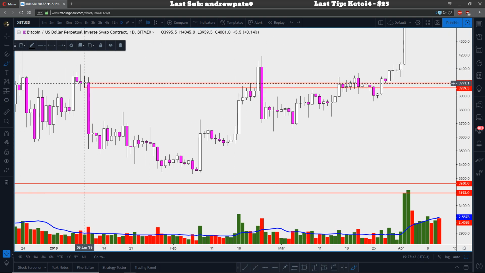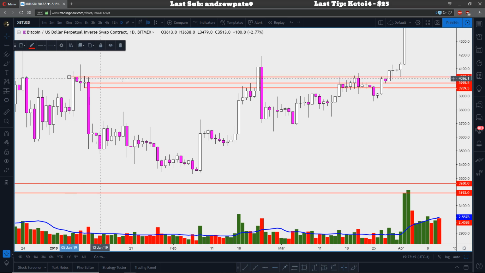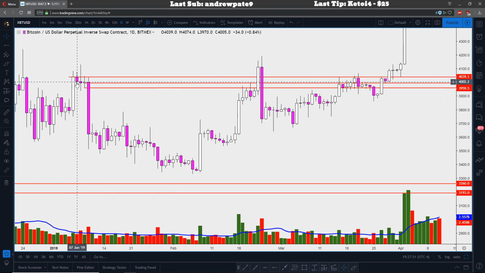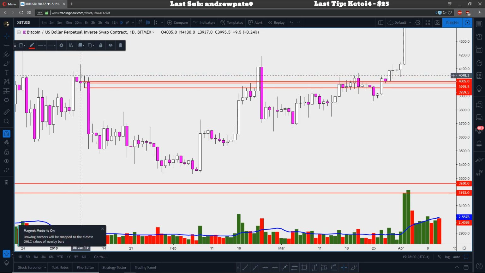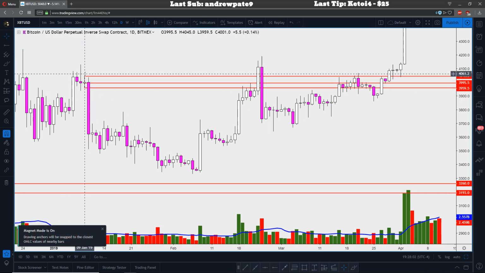Yeah, so you see, this is your primary resistance. You have another resistance if you would like to take the high up here, because that's the last form of resistance before the impulse move down. If you take the wick of the doji here, that would be your resistance. So these three levels are your resistance points.